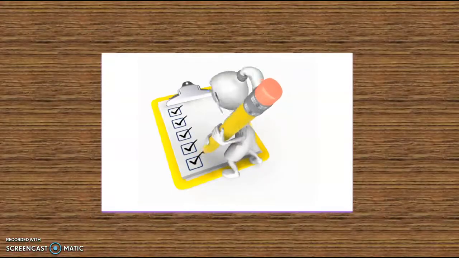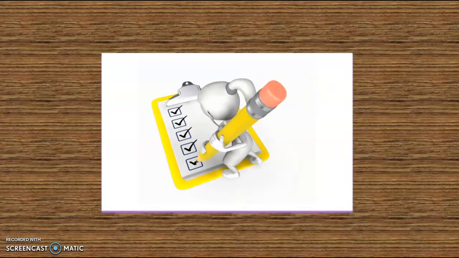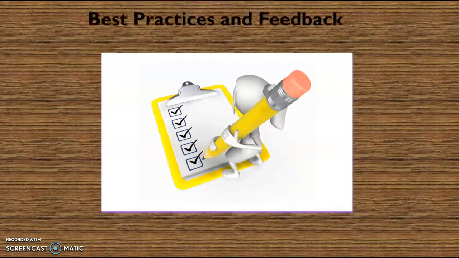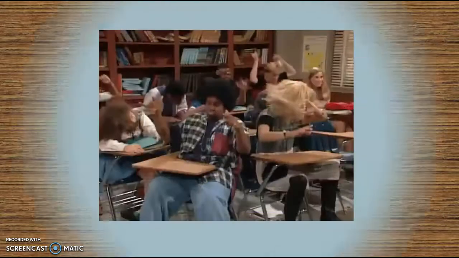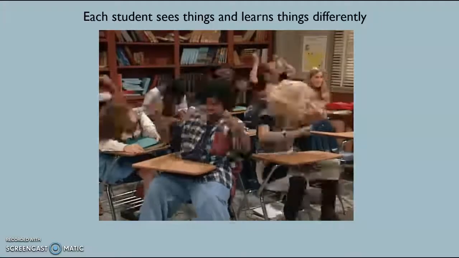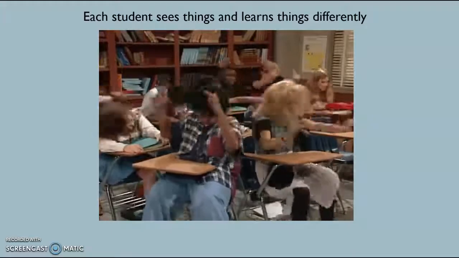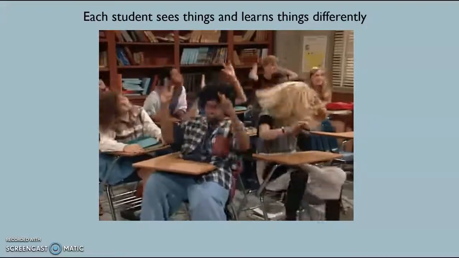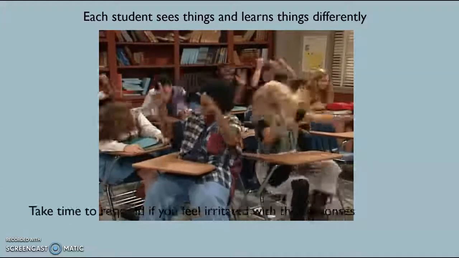All right. So we've talked about some advantages, disadvantages, some of the principles and stuff like that. So let's talk about now best practices and feedback. Feedback's very important here. How am I going to give feedback to my students? Well, first of all, each student sees things and learns things differently. All right, we're not all the same. Even in my school, in my Marine campus, we're all different. Even though we're all sailors, we all have different ways of learning.